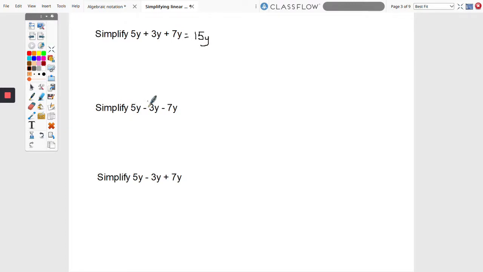Simplify 5y minus 3y minus 7y. So again, I'm going to work from left to right. 5y minus 3y will give me 2y. 2y minus 7y will give me minus 5y.